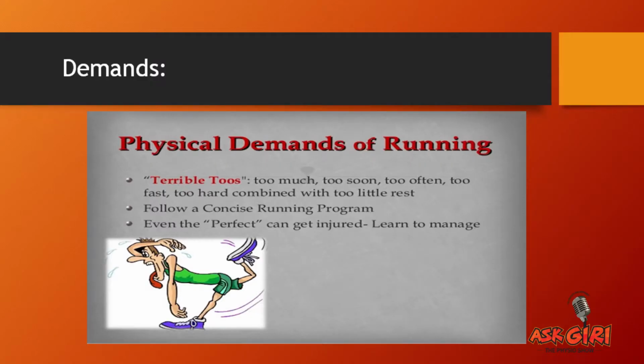The next one is the physical demands of running, too, right? There are a lot of demands. We call it the terrible twos, right? There is too much running, or too soon, or too fast, or too hard, and too few breaks and stuff like that. So we call it the terrible twos. You have to try to avoid those terrible twos and follow a good running program. It's always nice to have company or join something, a place called Running Room, or even go leisurely by yourself. Just have a good program for you. Okay. Even a perfect candidate can get injured. It can happen to anybody. We just have to take care of it.